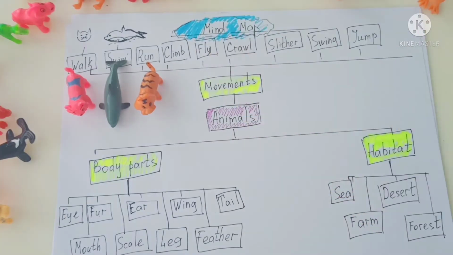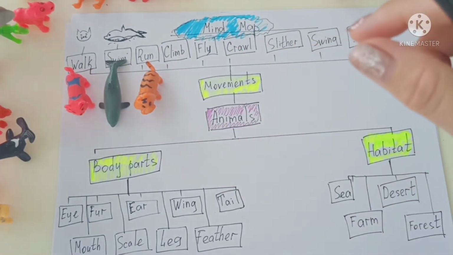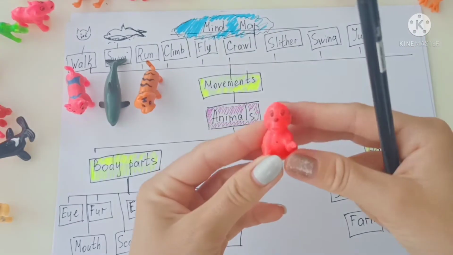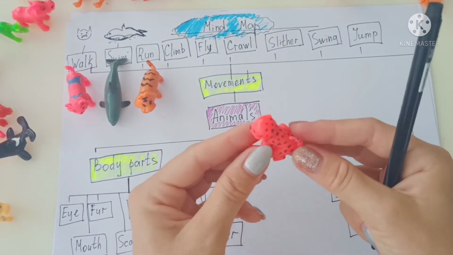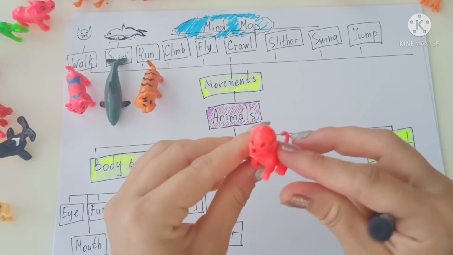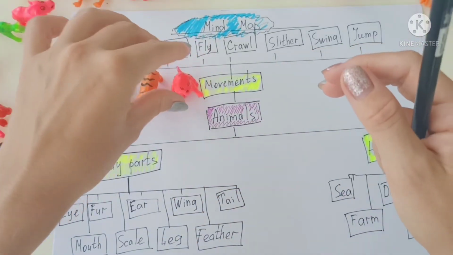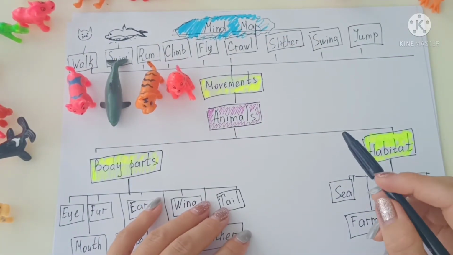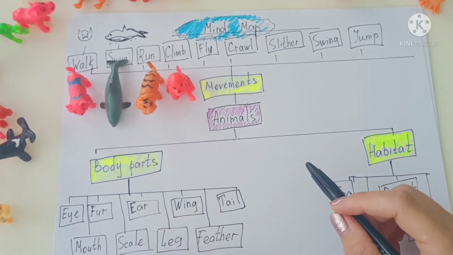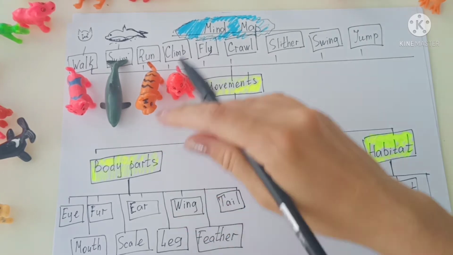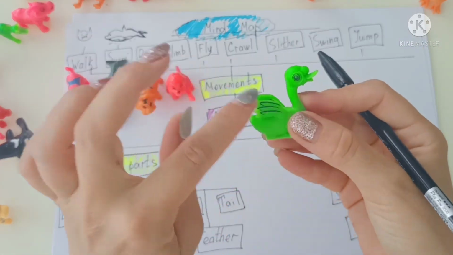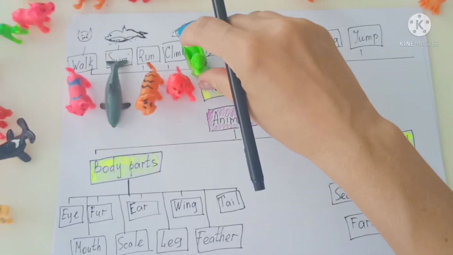So who can climb? Do you know what this is? It's a monkey. Monkey can climb. Who can fly? Do you know who can fly? Yeah, I think it's a swan. It has wings, and it can fly.